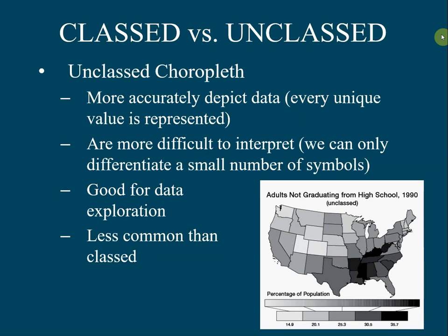Unclassed, obviously, is going to be more accurate because each state has its unique value assigned to it. But it's going to be very difficult to interpret. I'm not going to be able to look at this and say, okay, I know exactly what shade of gray that is, let me go to my map and get exactly what number it is. It'd be more efficient if I just put labels on here and didn't put the colors at all, just showing what percentage or what 1 through 48 ranking it was.